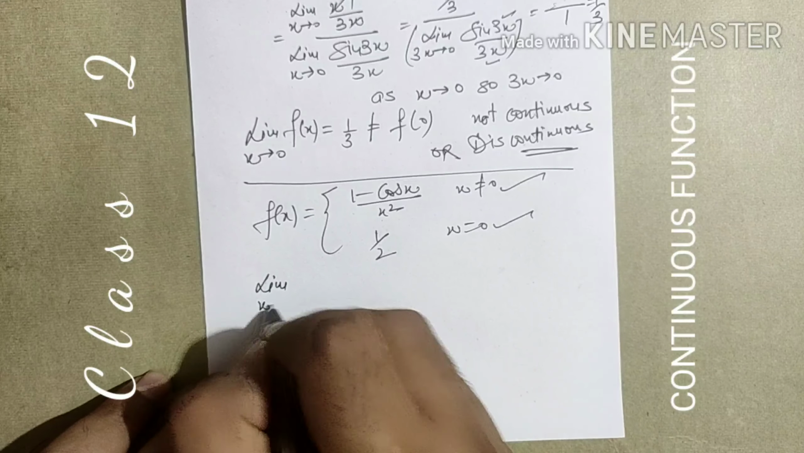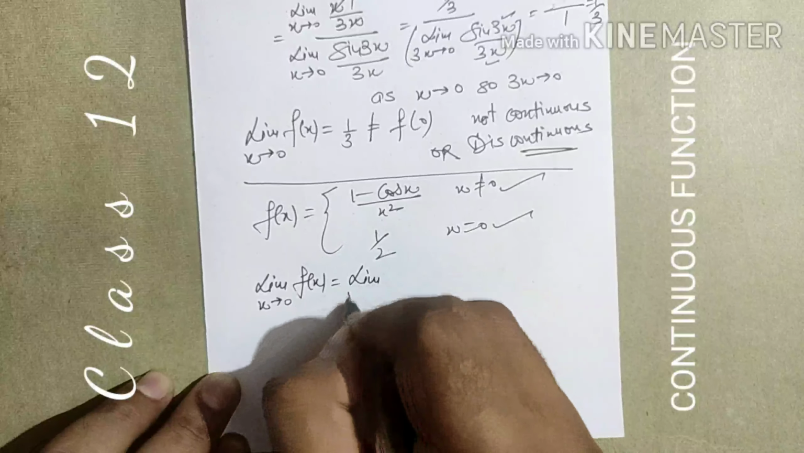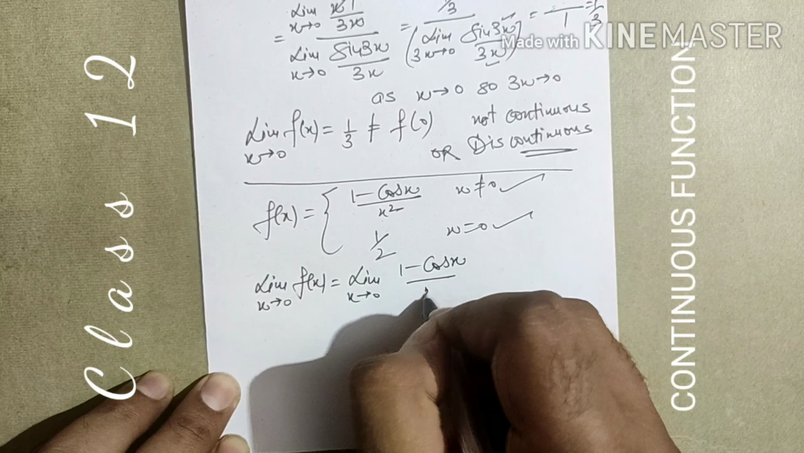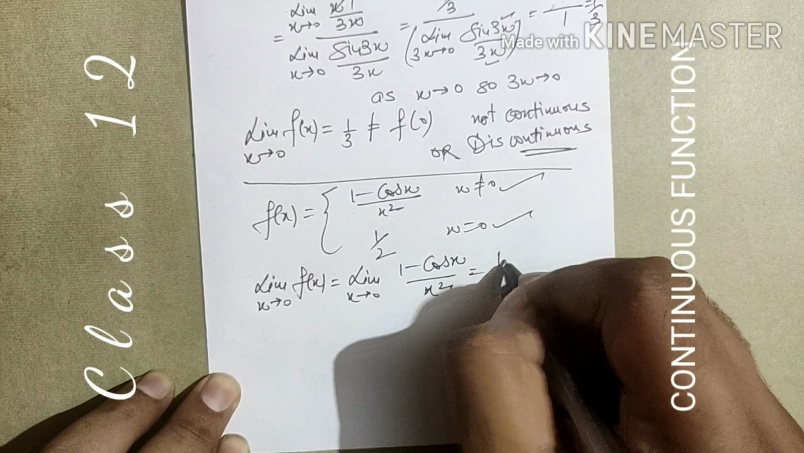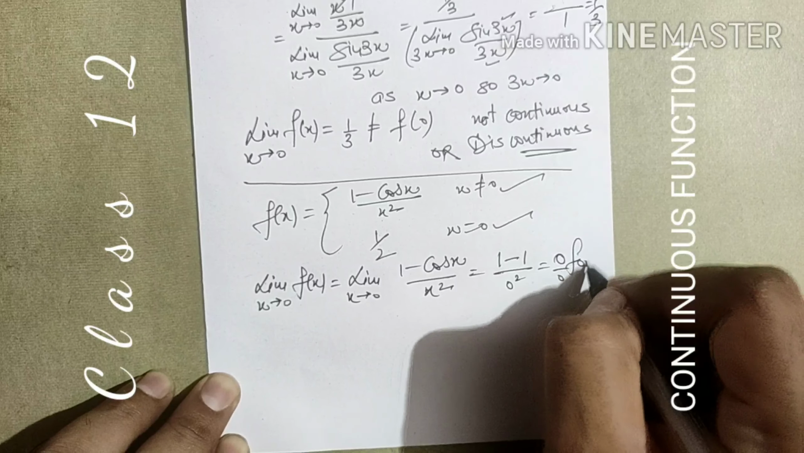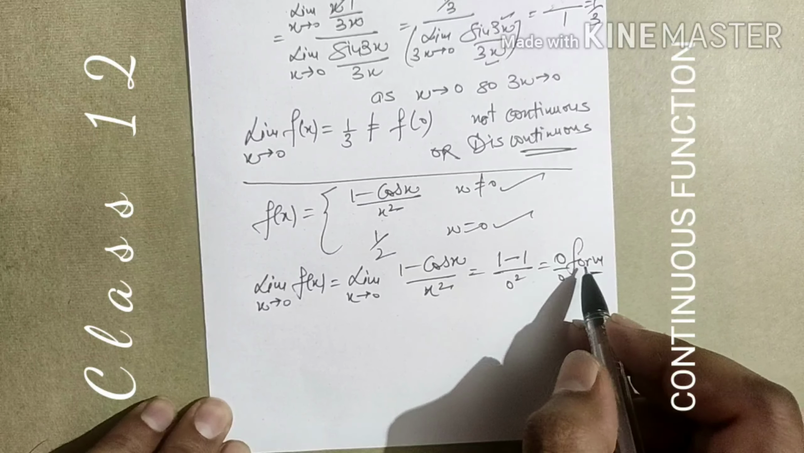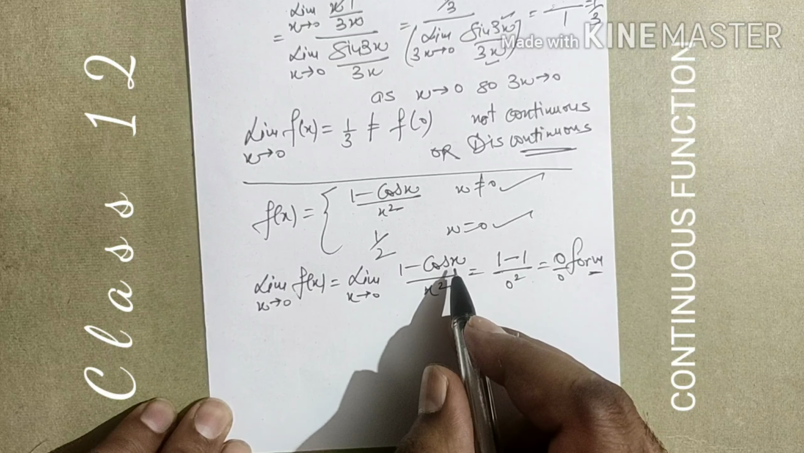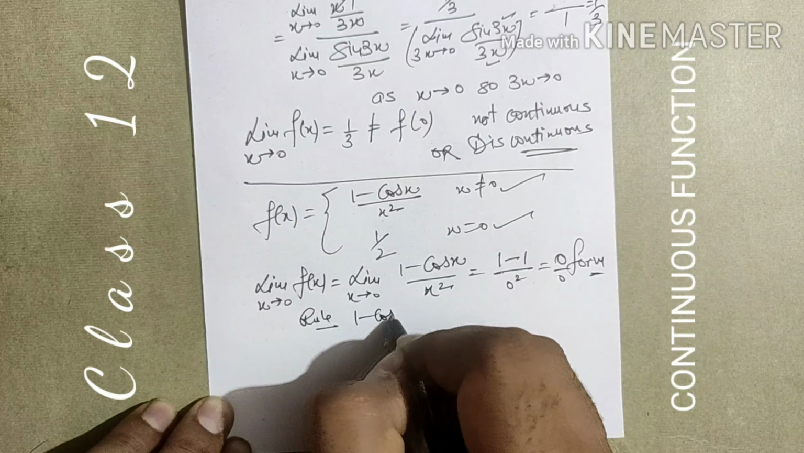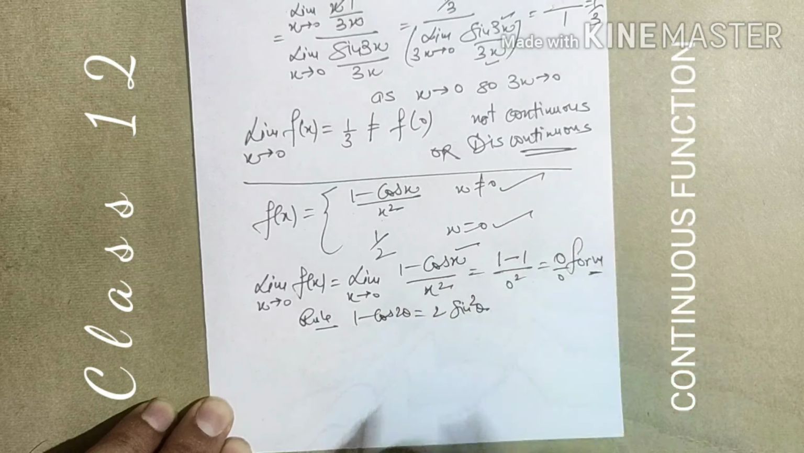So testing at the common point of the function, limit x tends to 0 of (1 minus cos x) divided by x square. If we put x equal to 0, we know that cos 0 is 1, so it becomes 0 by 0 form. To remove the 0 by 0 form in a trigonometric function, we use identities or rules. So we are going to apply the rule: 1 minus cos 2 theta is given by 2 sin square theta. We are going to apply it here.